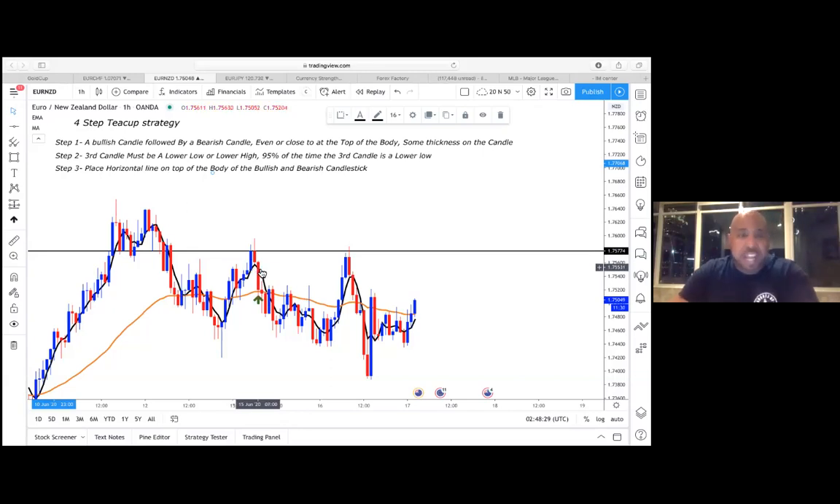If the red candle was on my charts a blue candle, and in your charts might be a lime green candle, whatever color you use for your bullish, it has to be lower than the previous bullish candle. That's step number 2. The strategies in the first 2 steps, guys: bullish, bearish, lower low. Like I highlighted before, you want it to look like this. This is a perfect teacup. Boom. These first 2 candles and this third candle looking like this.